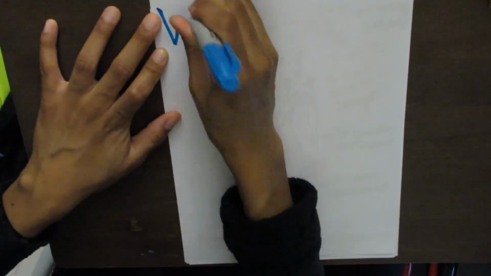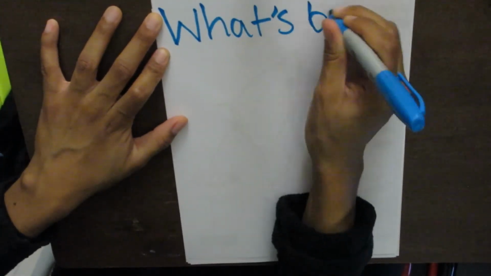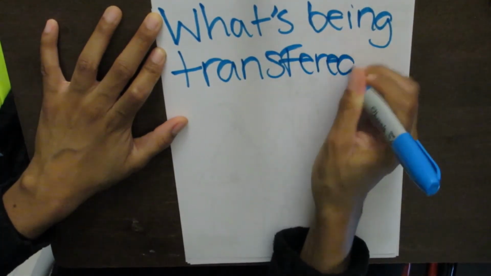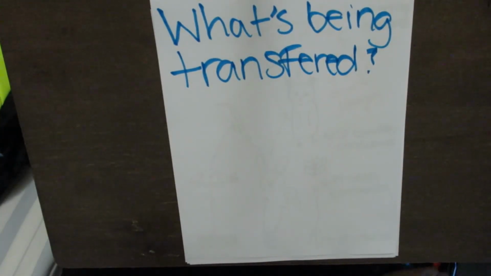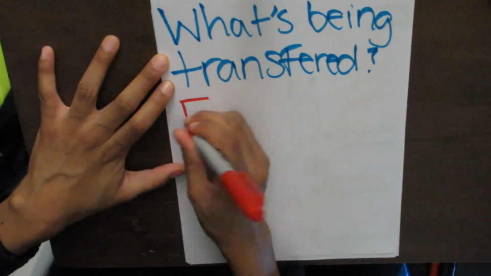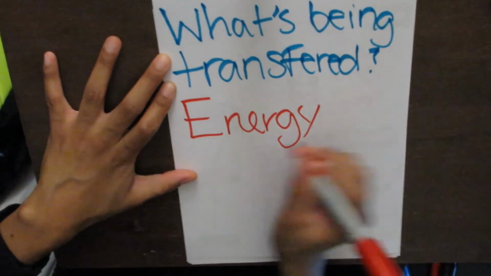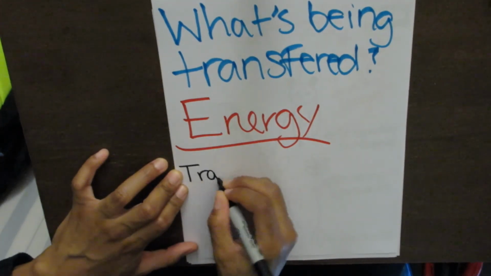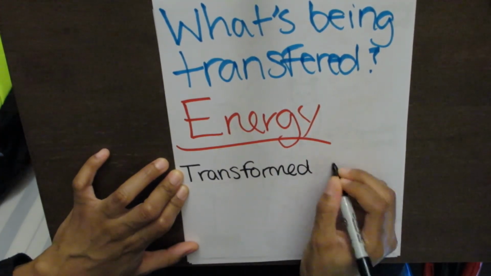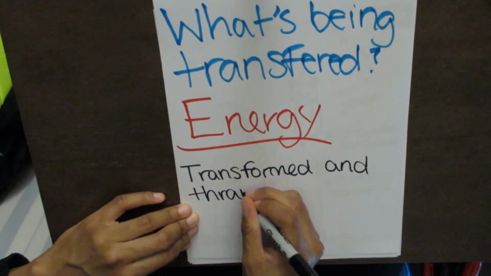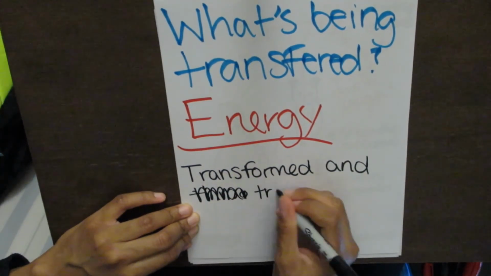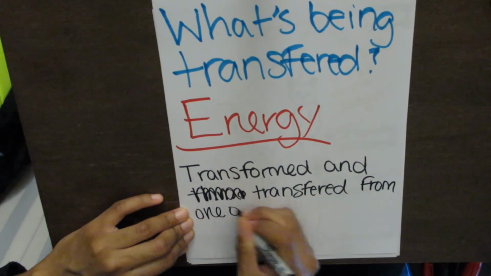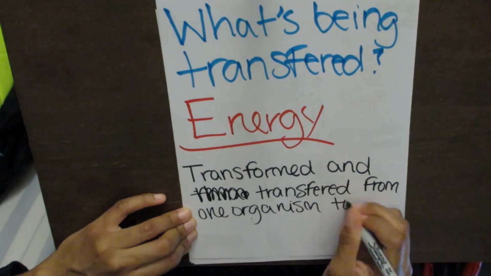So what's being transferred in this food web? We talked about it the other day with food chains. Do you still know the answer? Let's see. Energy. Energy is the thing that's being transferred between the levels. Kudos to you if you got that before you heard me say it. So energy is transformed and transferred from one organism to the next. And that's why we have food webs, because it shows that so we can see it with our eyes. This would be way more confusing if this just had to be explained to us.